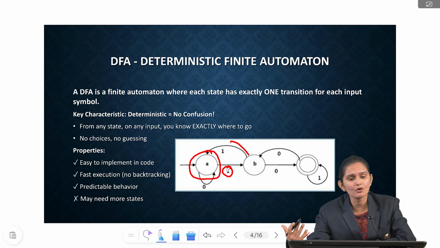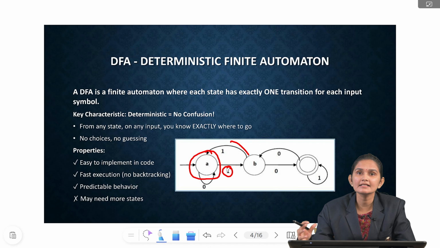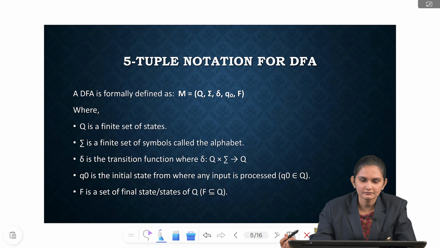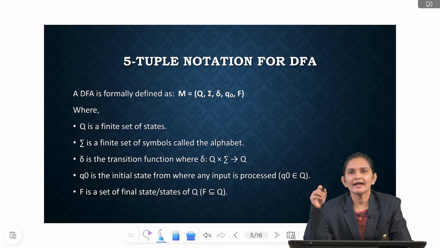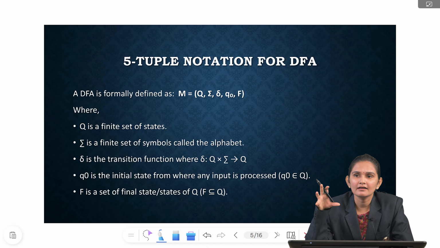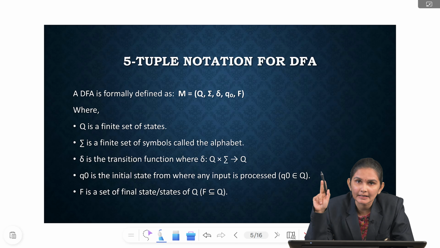So, the properties of the DFA are: it is easy to implement in code, but the difficulty here is it might contain more states. Finite automata can be noted with a transition diagram, transition table or 5-tuple notation.